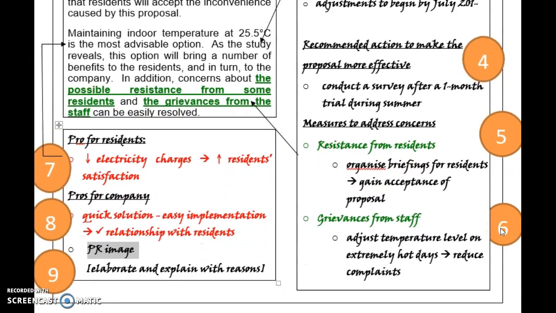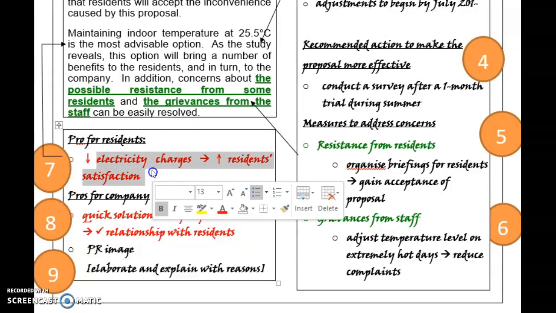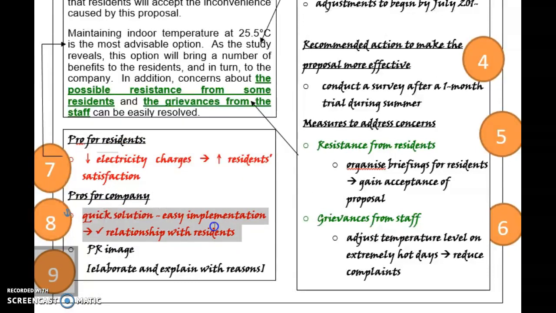Usually, there are 3 points. Among the 3 points, 2 are the benefits you have seen in part 1. Remember, in part 1, for each initial proposal, there are 2 benefits and 2 concerns. So these 2 are the benefits that you have already seen. For the last one, it is the new one.